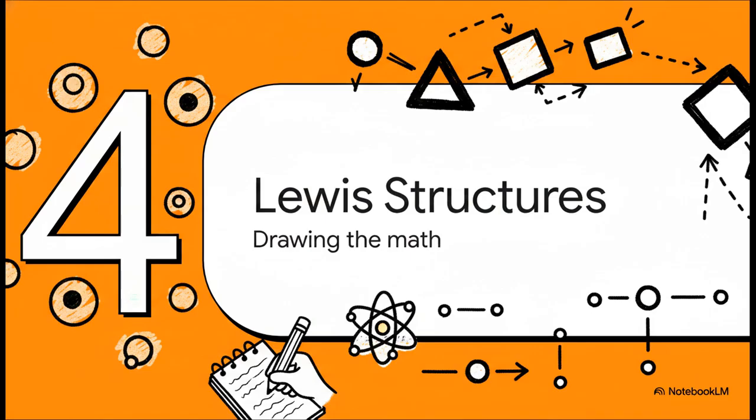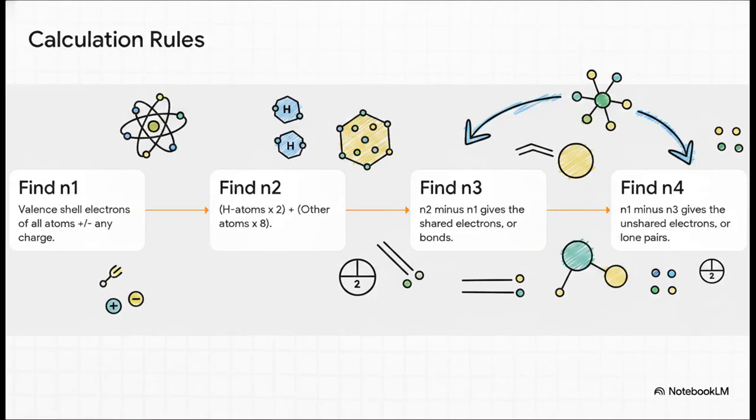Section 4, drawing Lewis structures. It's time to put the theory into practice. I know, this looks like a lot of algebra, but I promise it's an incredibly logical, foolproof recipe. Let me signpost these 4 math steps for you. First, find N1. This is just the total number of valence electrons you actually have available. Simple enough? Next, N2 is what you want. Every hydrogen wants 2, but everything else wants 8.